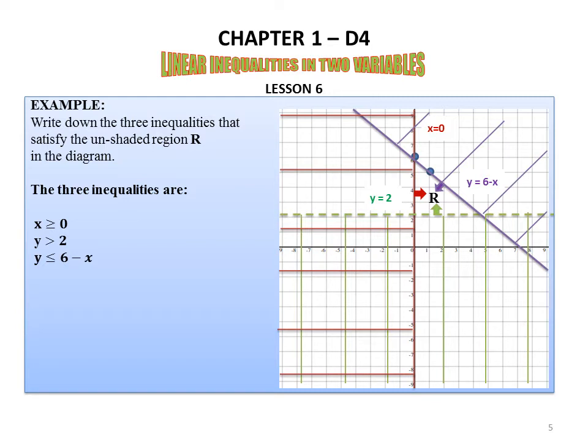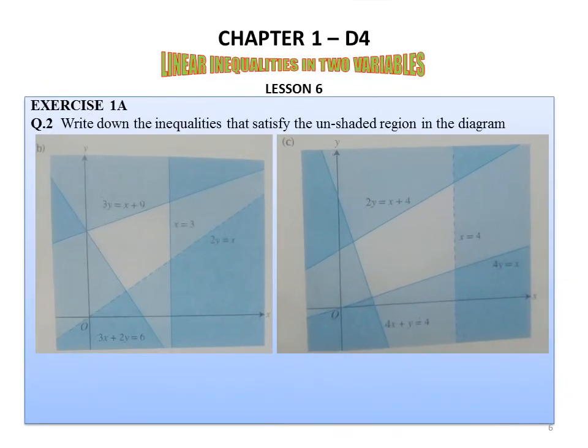This was the example. Using this example, we will solve some parts from your exercise. This is exercise 1A, question number 2. Write down the inequalities that satisfy the unshaded region in the diagram. Part B and part C are given here. The inequalities. This is the equation.